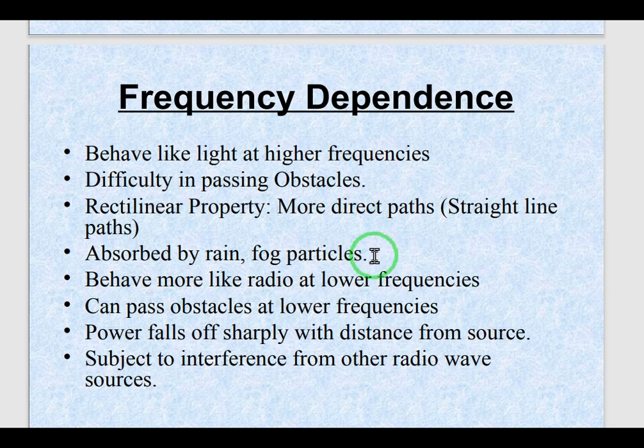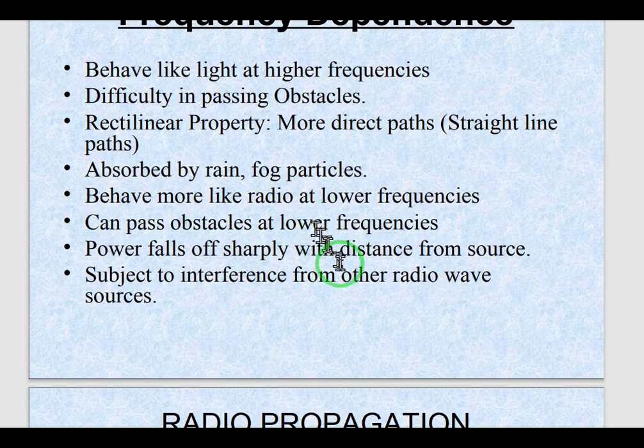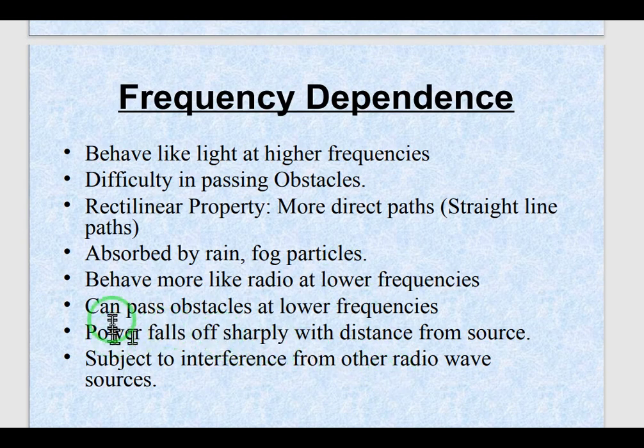Atmospheric conditions can vary the transmission efficiency. Waves behave more like radio at lower frequencies, and can pass obstacles at lower frequencies. Power falls off sharply with distance from the source. Definitely, if the wave travels greater distances, its power falls, and it is subject to interference from other radio wave sources. These are some frequency dependencies.